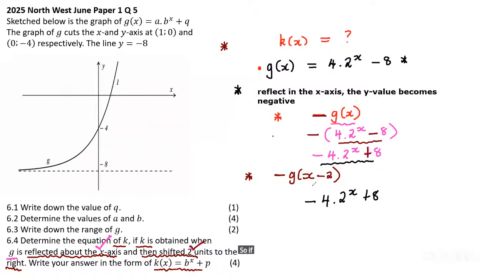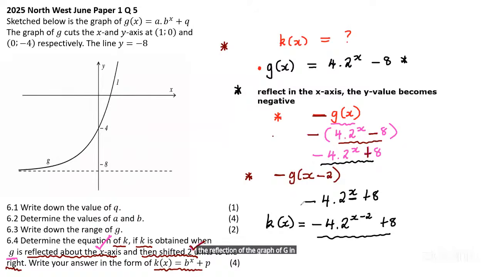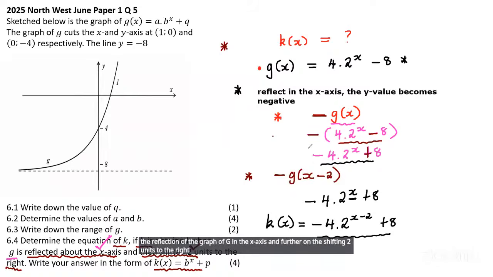So if it was to the left, it was going to be plus. To the right, it's minus. So negative g of x minus 2. Meaning, where there is x, I put x minus 2 plus 8. This is the equation of k of x, the reflection of the graph of g in the x-axis, and further on, the shifting 2 units to the right in that particular case.